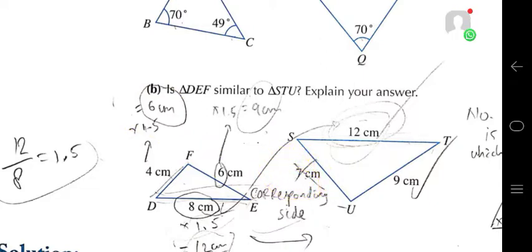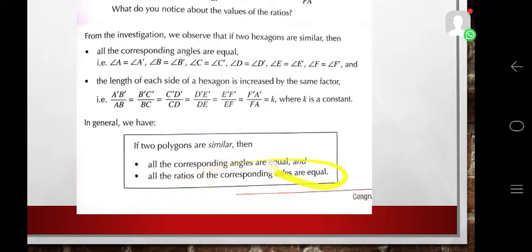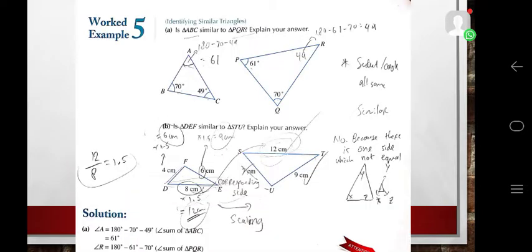But this is 7. So that means the ratios are not equal. You understand what I mean? The ratios are not equal. 8 and 6 here are good already. They both times 1.5 to become these, but 4 does not times 1.5 to become this one, so it's different. That means this is not a similar shape.